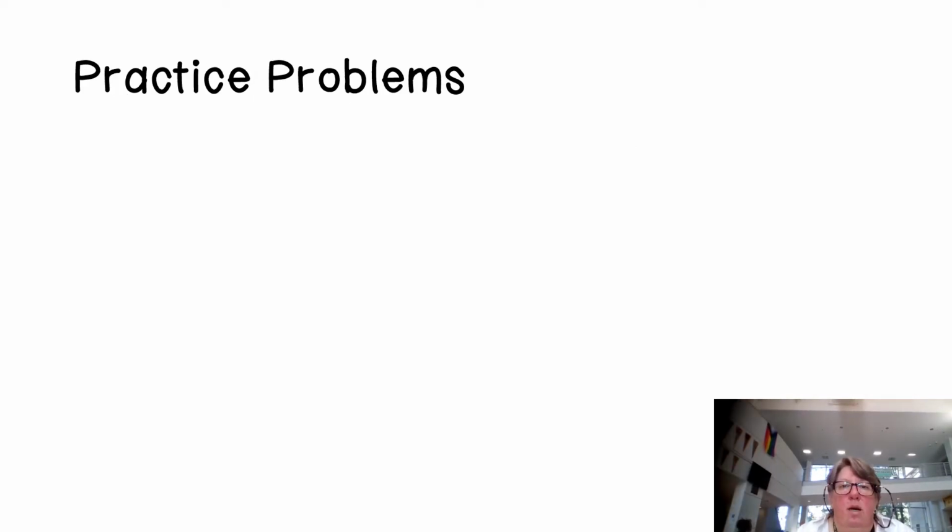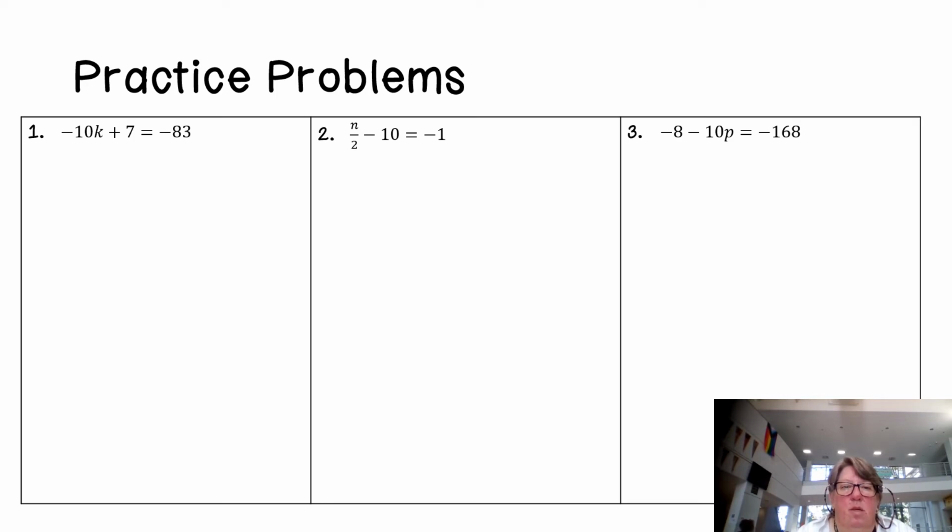All right, these are our practice problems. So let's look at number 1. Negative 10k plus 7 is equal to negative 83. Step 1 says get the term with the variable in it alone on its side of the equal sign. So we want to eliminate this plus 7. And how do we do that? We use the inverse operation. So we're going to subtract 7 from both sides. And we end up with negative 10k is equal to negative 90.